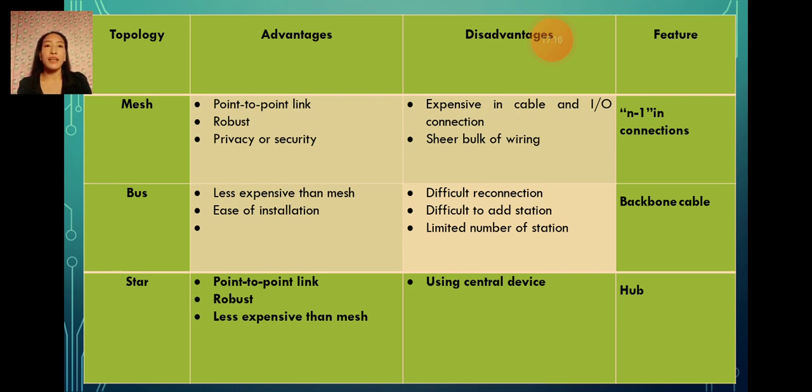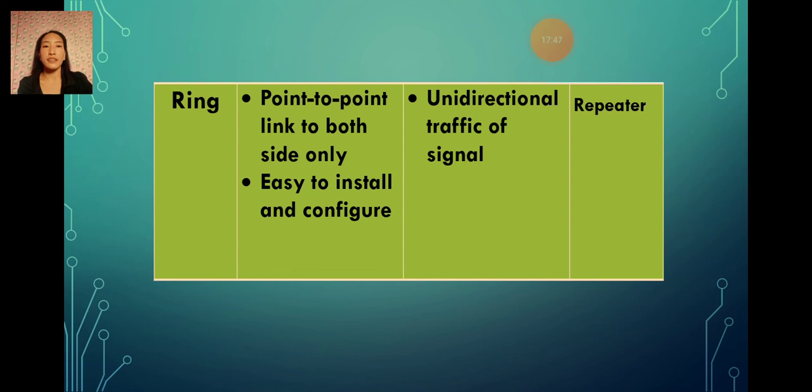Topology bus. Advantages: less expensive than mesh and ease of installation. And disadvantages: difficult reconnection, difficult to add a station, and limited number of stations. Features: backbone cable. And last, star. Point-to-point link. Advantages: robust, less expensive than mesh. Disadvantages: using a central device. Features: hub. And then ring: point-to-point link to both sides only, easy to install and configure. And disadvantages: unidirectional traffic of signals. And the feature is repeater.